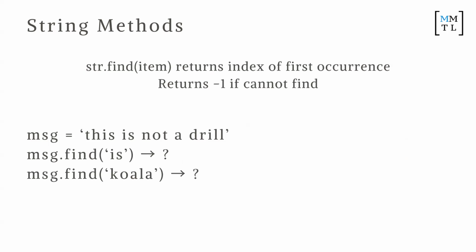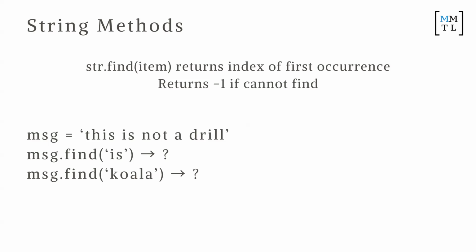Now you can also find items in it. So string find item returns the index of the first occurrence of that substring, and it returns -1 if you can't find it. So for example, if we have the message this is not a drill, what would be the index that message find returns for the first one? Five. Yeah, so that's a great question. What index does it return? It returns the very first index of the first letter. Now, is the answer 5 then?